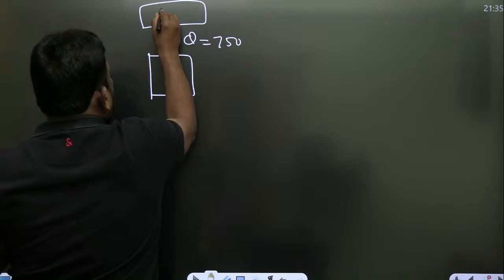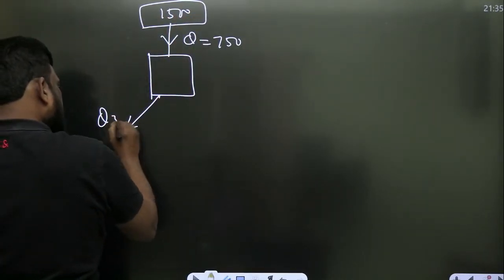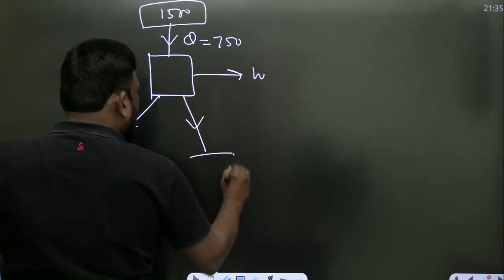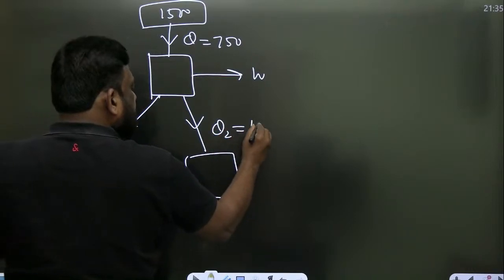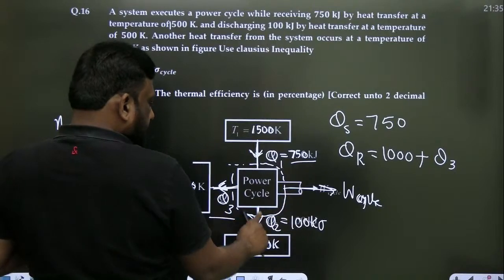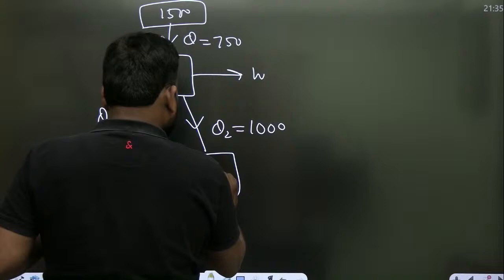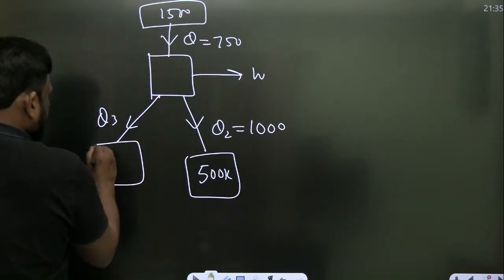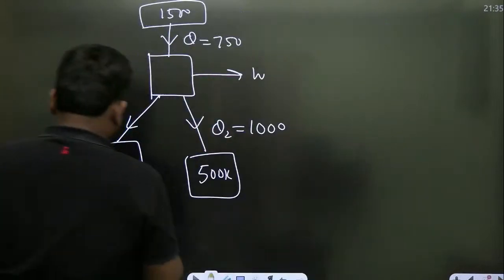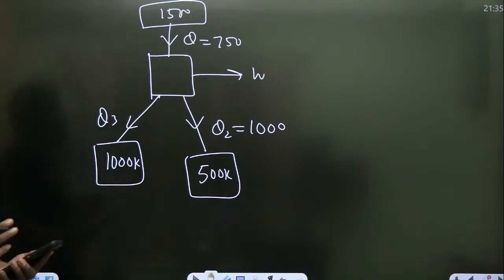At 1500. It is rejecting. It is also rejecting. Now I will show you, sir. This is the network. My diagram को modify कर रहा हूँ सर. 100 at 500 Kelvin. Q3 is not given, but the temperature at which Q3 is rejected is 1000. देखो सर, 1000 दिया है सर. This temperature is 1000. And he is asking efficiency.